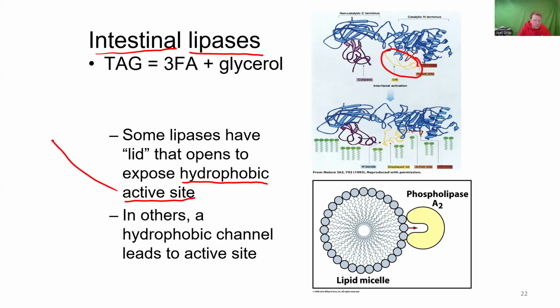Now, could anyone tell me the one letter code for an amino acid that might be found here, a hydrophobic active site residue? Tell me the single letter code for a hydrophobic or non-polar amino acid. Yeah, alanine's a good one, proline's a good one. Those will both work. Great. Leucine, isoleucine, anything like that would work. In other lipases, you might have a channel that leads to an active site, but many of them have this lid structure that just opens up to expose that hydrophobic or nonpolar region.